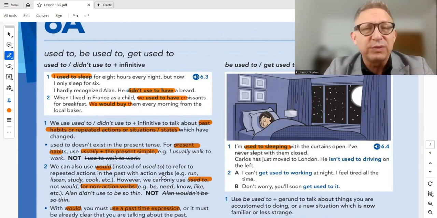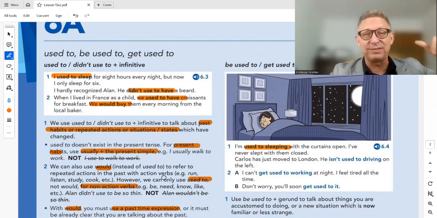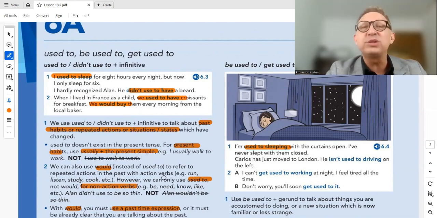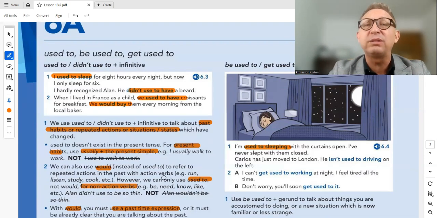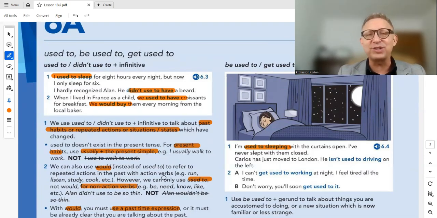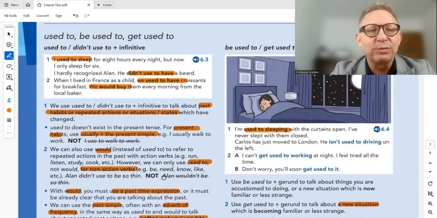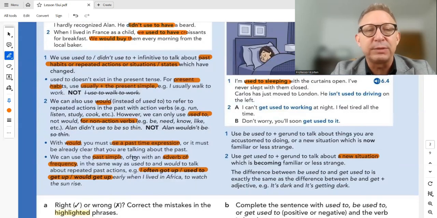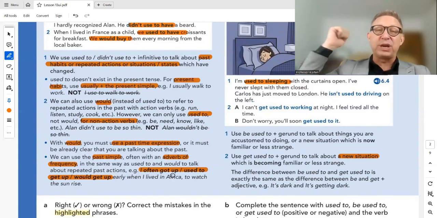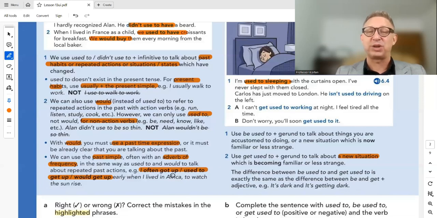We use would with action verbs. I would swim, action, every summer as a child. I used to swim every summer as a child. So you can use both of them with action, but with non-action, just used to, not would. All right, with would, we use a past time expression. We can also use an adverb. I often swam as a child. So I often got up. I used to get up. I would get up. Three ways to express past habits.